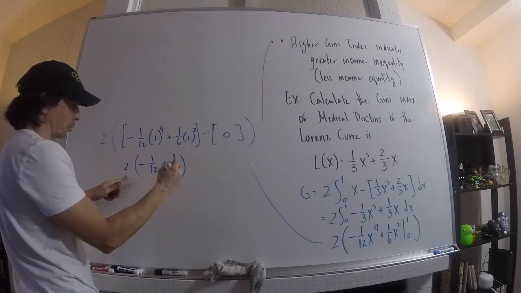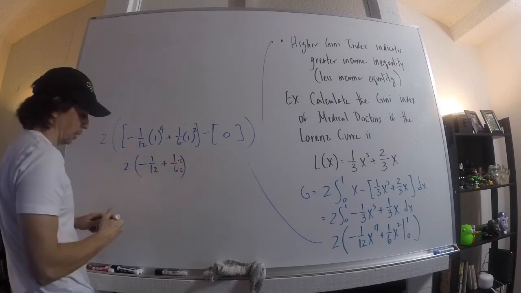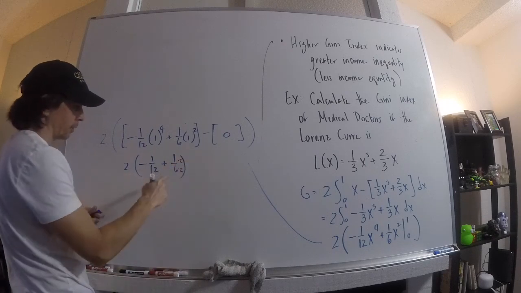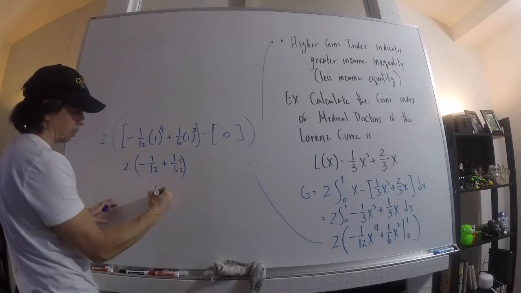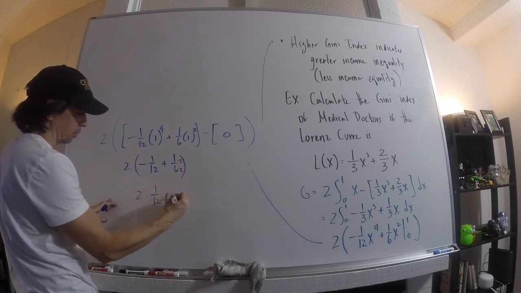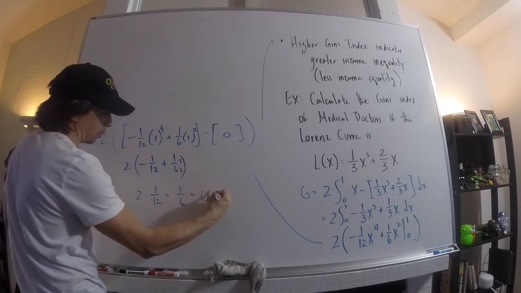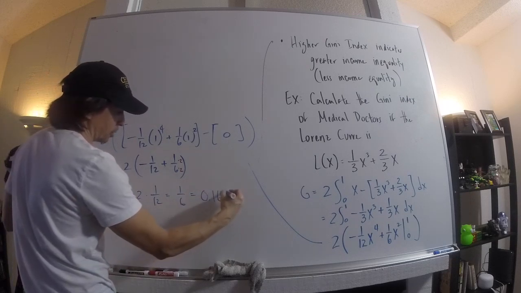I don't know if I should do the 2 first or the common denominator first, but common denominator is fine. It's going to be 2 12ths minus 1 12th. It's going to be 1 12th times 2, 1 6th, and I work it out, 0.167.